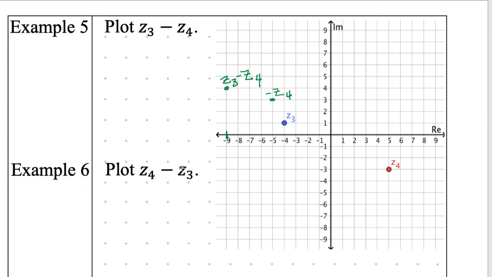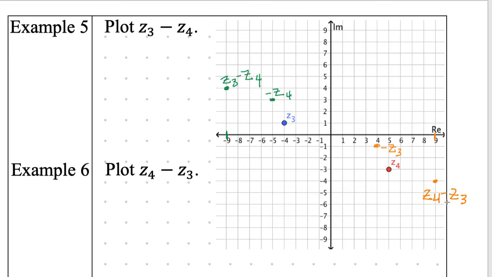Perfect. All right. Now I'm going to do it the other way. I need to find negative z3. Where is negative z3? So instead of going left 4, up 1, it's going to be right 4, down 1. This point right here is negative z3. Well, I now need to add negative z3 to z4. So negative z3 plus z4, well, it's going to be 4 plus 5, which comes out to 9. And if I go down 1, down another 3, that's going to be down 4. And I'll label it, this is z4 minus z3.